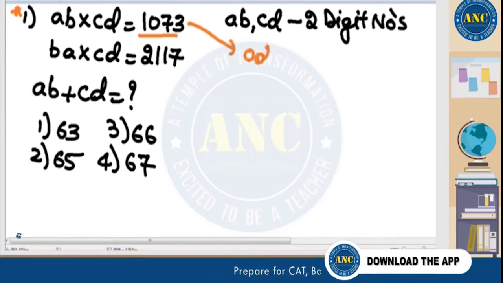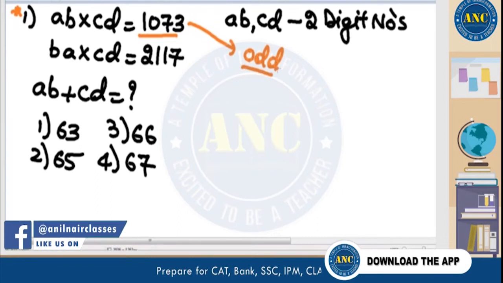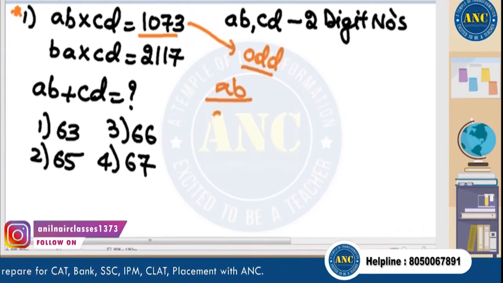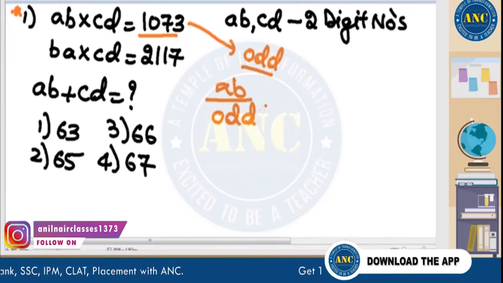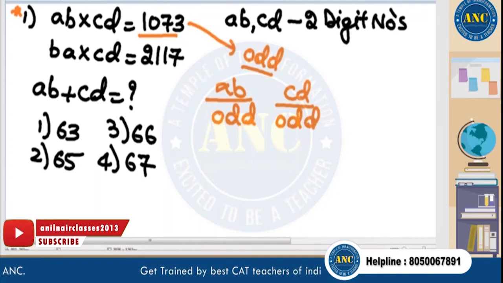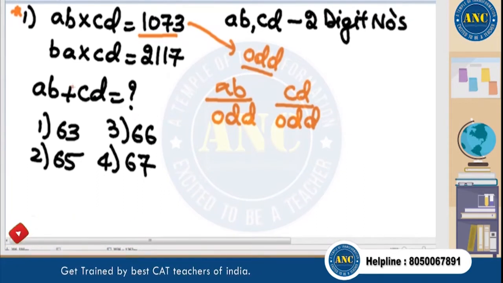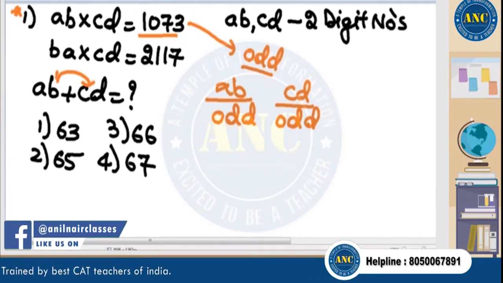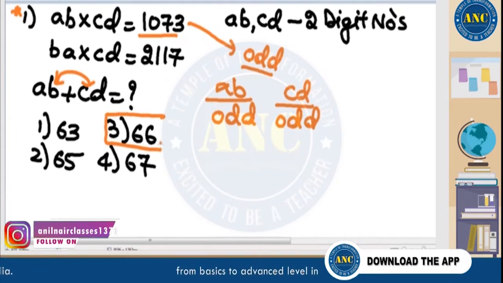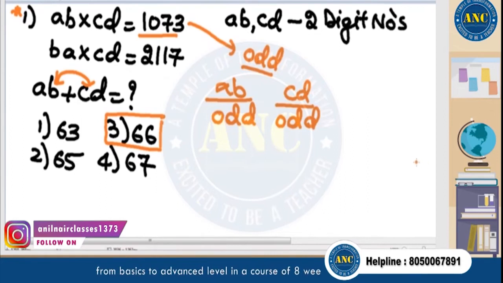1073. It is an odd number. So, AB will be an odd number. Odd into odd only will give you odd. CD is also an odd number. Odd into odd only gives me odd. What is odd plus odd? Even number. Only one option is there, which is of the form 66.